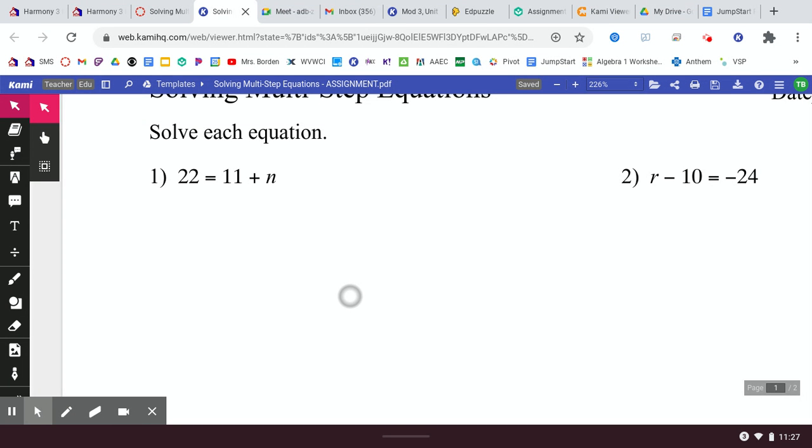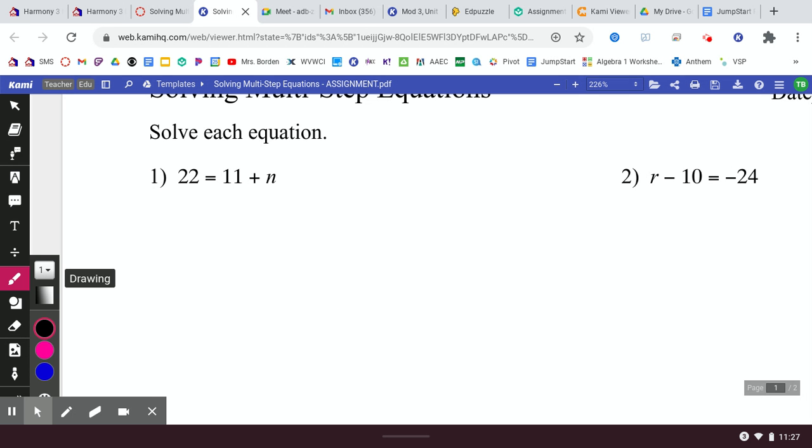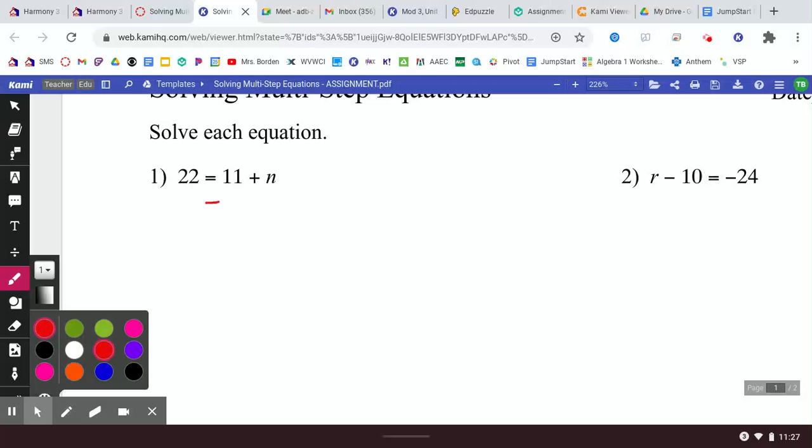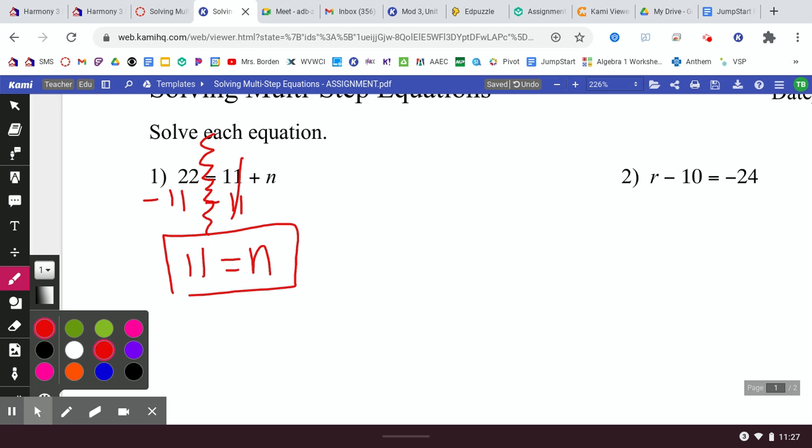On number 1, there's nothing to distribute, which there's nothing on this whole paper. I think that's tomorrow's work. So what do we need to move? Good. Yep, so we're going to subtract 11 from both sides. And remember, our equal sign is our scale. And whatever we subtract from one side, we have to subtract from the other to keep our scale balanced. 11 minus 11 equals n. And what'd you get for the answer? N equals 11. Perfect. 22 minus 11 is 11. Very good.